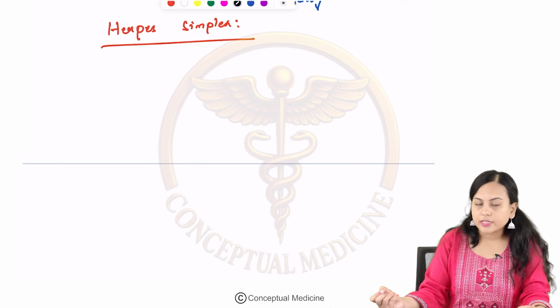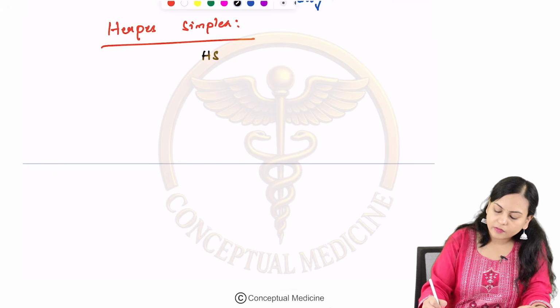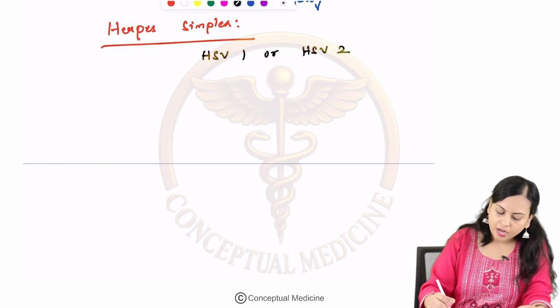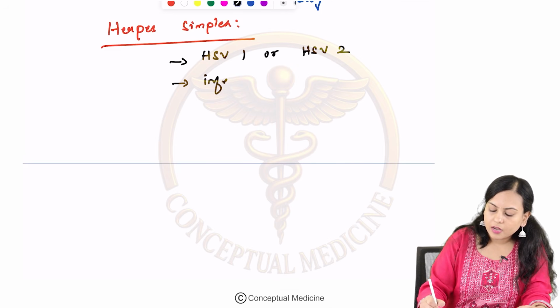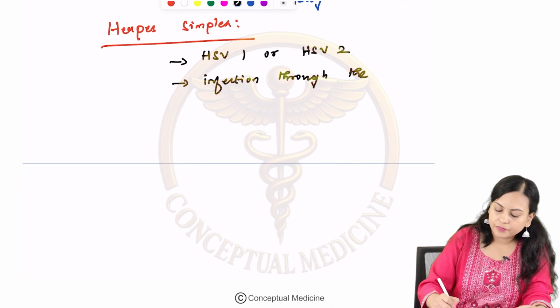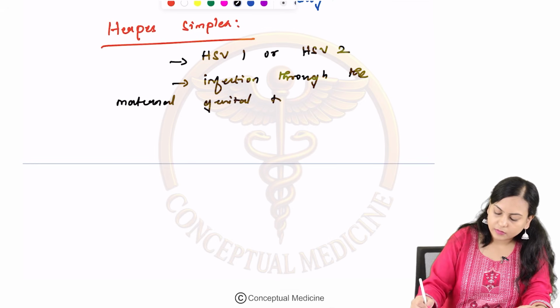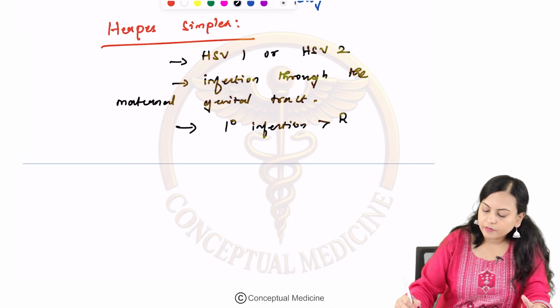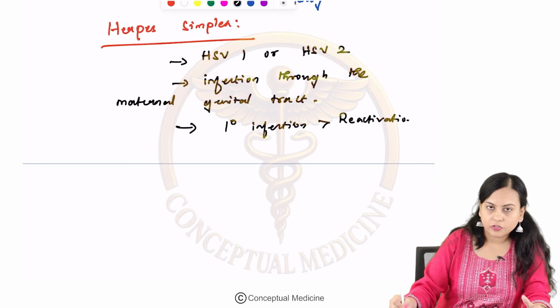So, herpes simplex infection can be caused by herpes simplex virus 1 or herpes simplex virus 2. Okay? And remember, these are primarily transmitted to the baby by the infection that is happening through the maternal genital tract, and primary infection of the mother during pregnancy has a greater transmission rate when compared to the reactivation of the virus.